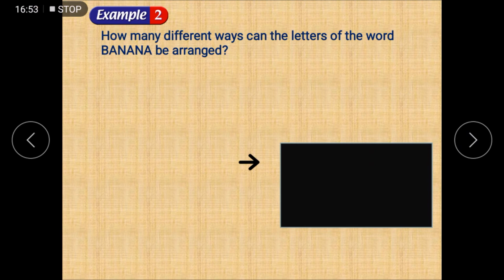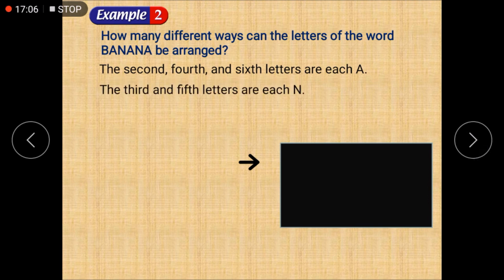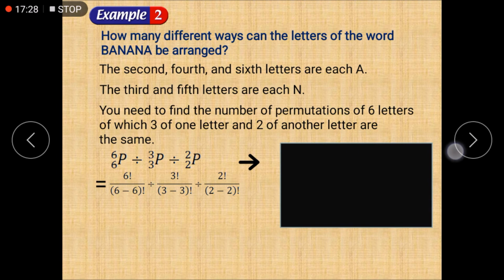In banana you have A repeated and N repeated. So altogether 6 letters, but there are letters being repeated. You see the second, fourth and sixth letters are A, the third and fifth letters are N. That means there are 2 N's and 3 A's. So we have to find the arrangements. First, if I were to arrange banana, it is 6P6. But inside the 6P6 there are 3 repeated A's and 2 N's.